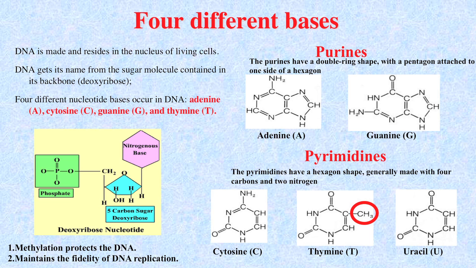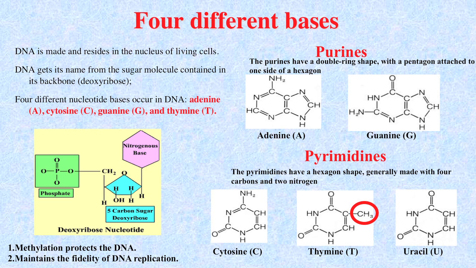In pyrimidines, they have a hexagon shape here, generally made of 4 carbons and 2 nitrogens. If you see, 1, 2, 3, 4 carbons and 2 nitrogens. Cytosine is in both DNA and RNA, and the difference is between thymine and uracil: thymine you can see in the DNA and uracil you can see in RNA. Here there is one CH3 group, which is the major difference between the DNA and RNA.